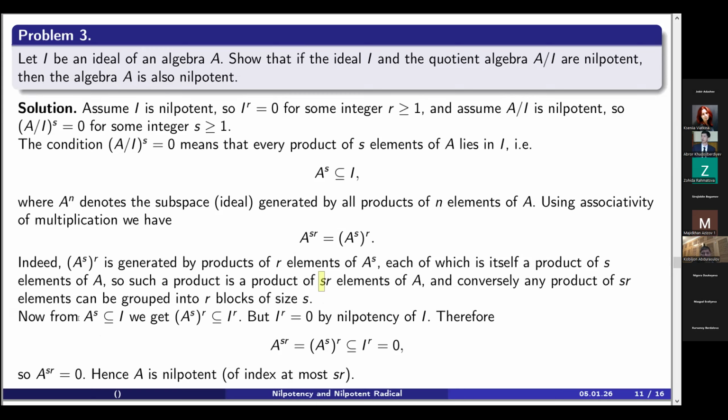Now from A^S a subset of I, and I nilpotent ideal of A, then A to the power of SR is equal to 0. So A is nilpotent of index at most SR.